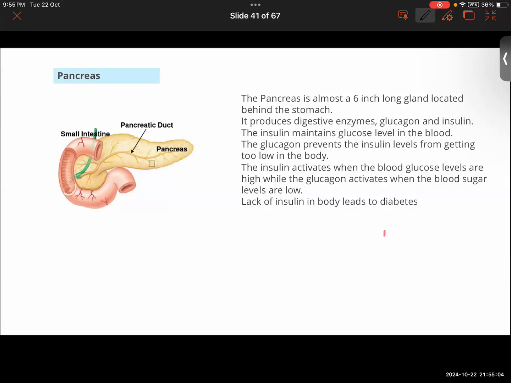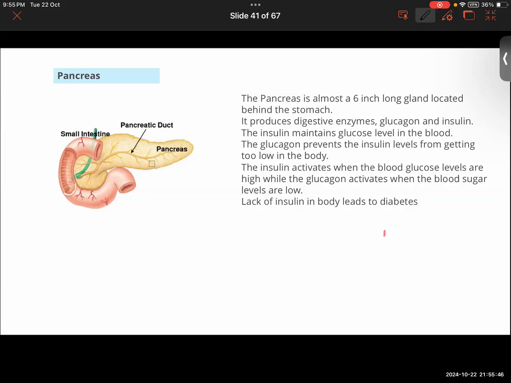Now, the pancreas, you can see in the human digestive system, is present right behind the stomach. It is almost about 6 inches long. It helps in the process of digestion also by preparing digestive juices. It secretes pancreatic juices. Right now we are not learning about the pancreatic juices, we will be learning what kind of hormones it produces. By the way, you guys know about the pancreatic juice that helps in digestion, right?